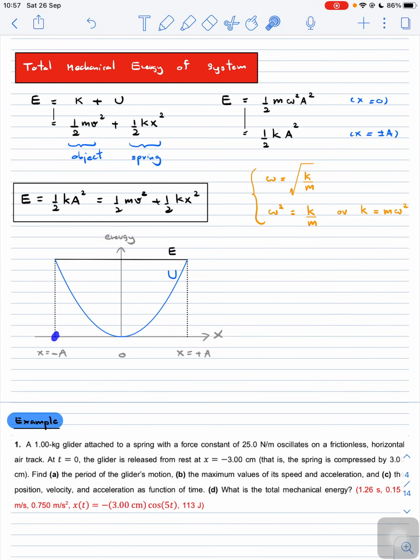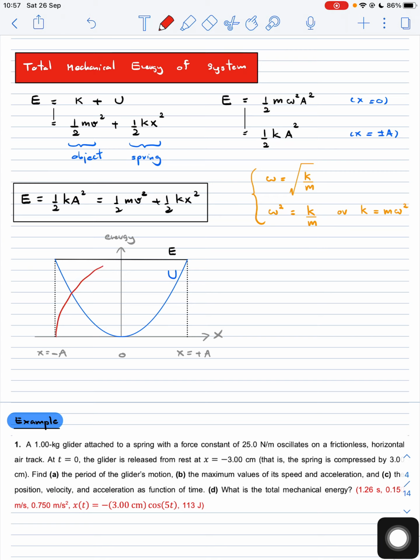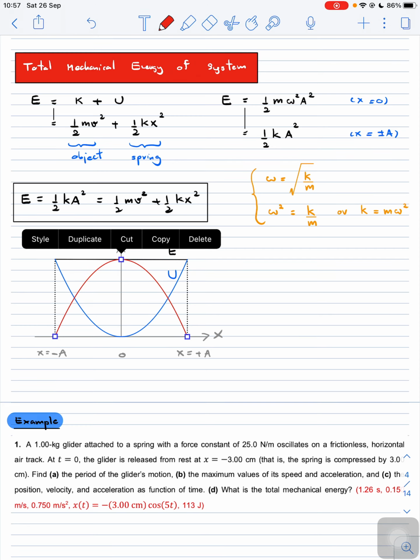And then finally for the kinetic energy, you can see that at x equal to plus or minus a, the speed equals 0, so these two points, and then at x equal to 0, the speed is maximum. Then again, the graph just looks like this. So this is the graph of the kinetic energy.